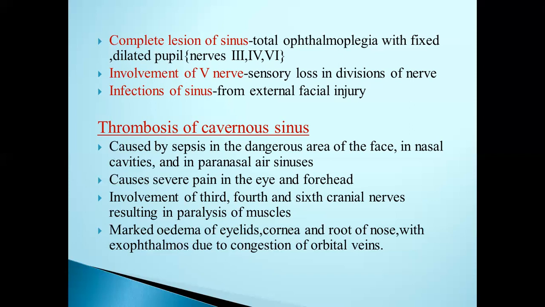If there is an involvement of third, fourth and sixth cranial nerve, so all these three nerves, important nerves for orbit, they lie in the lateral wall. So there is a paralysis of these muscles supplied by these nerves. Then there can be marked edema of eyelids, cornea and root of nose with exophthalmos due to congestion of orbital veins.